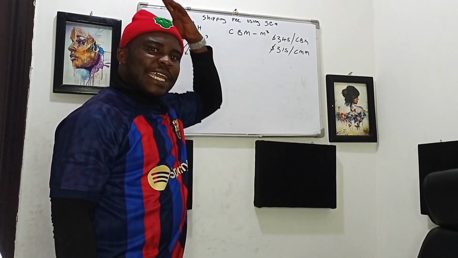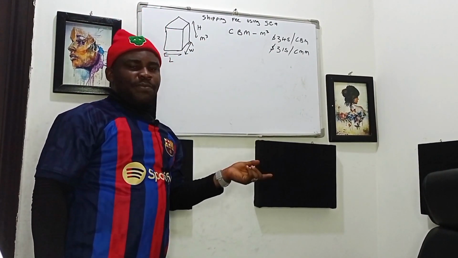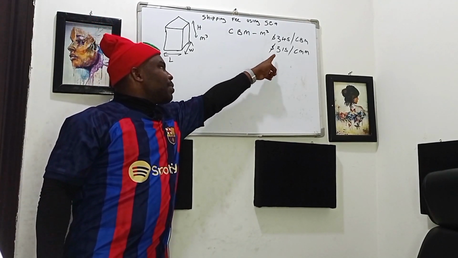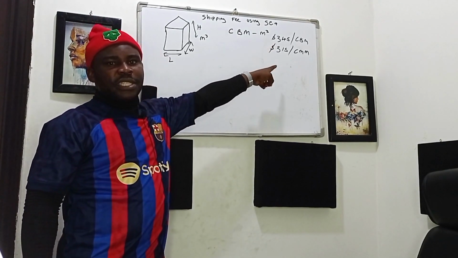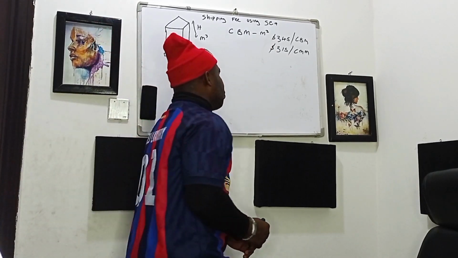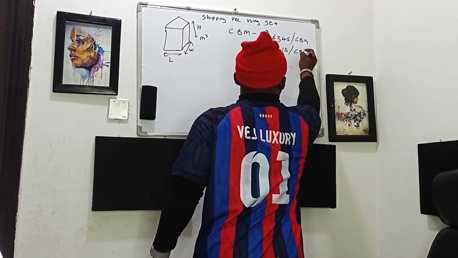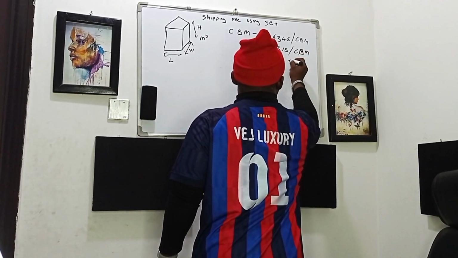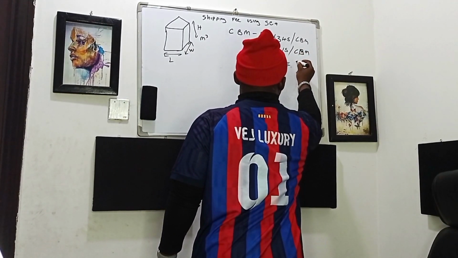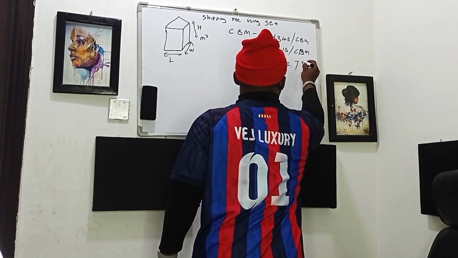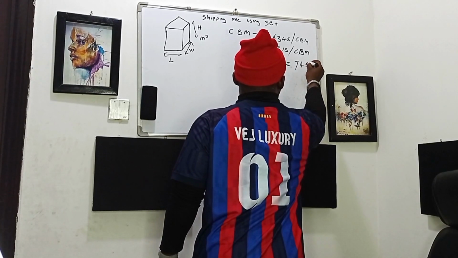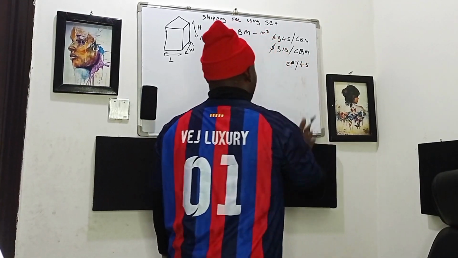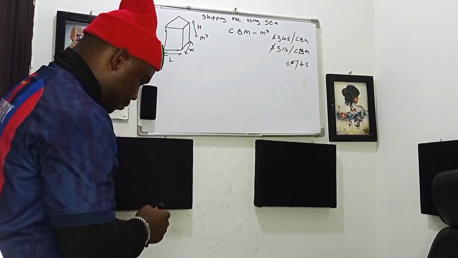Note that the item you're buying may not be up to a CBM. So whatever CBM you're having, you're going to multiply it by this dollar rate, and then you're going to convert it to Naira. The Naira in the black market now is 745. That is what you're going to pay, including customs and shipping fee.